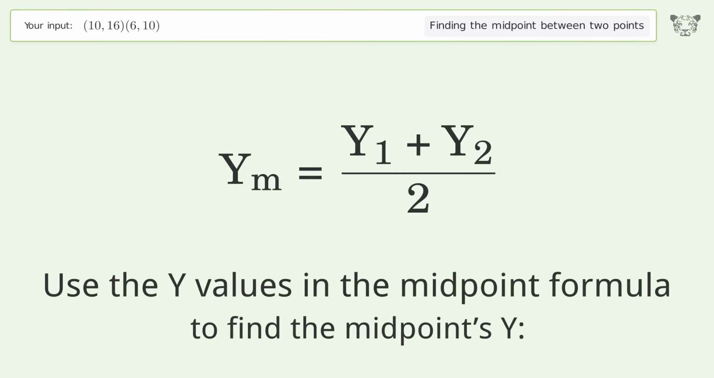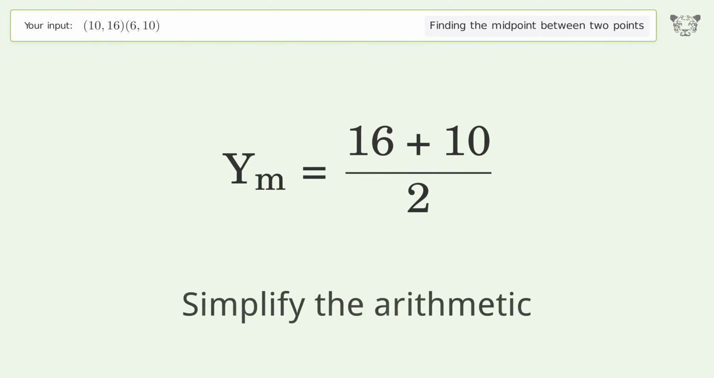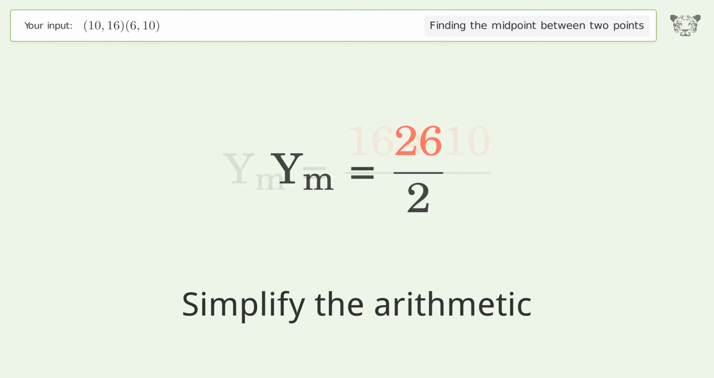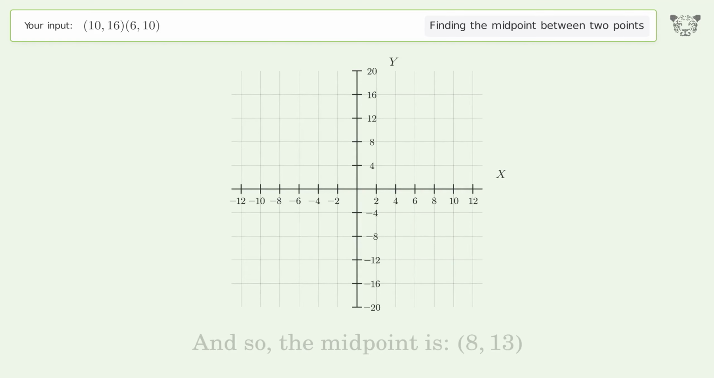Use the y values in the midpoint formula to find the midpoint's y. y1 equals 16. y2 equals 10. Simplify the arithmetic. And so, the midpoint is 8,13.